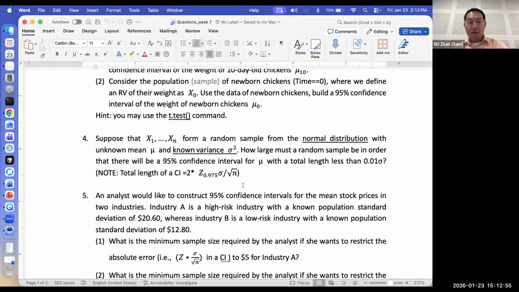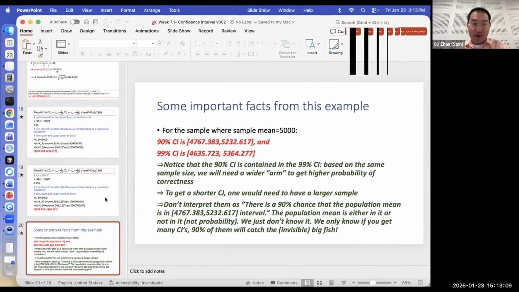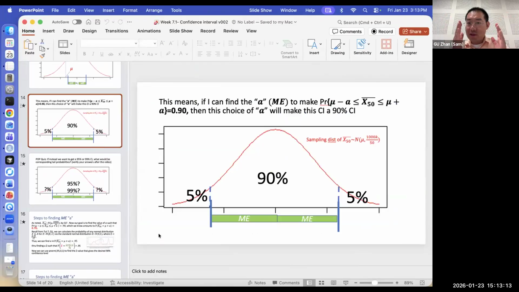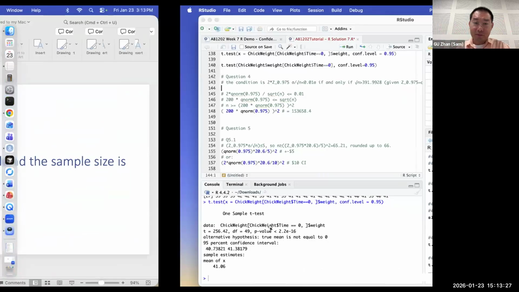So the total length of a CI is this, right? It is 2 times the margin of error. The length is 2 times the margin of error. Remember that. The confidence interval is centered at x bar, plus minus the margin of error. So the total length of the confidence interval is 2 margin of error. 2 margin of error is 2 times the critical value times the standard error.